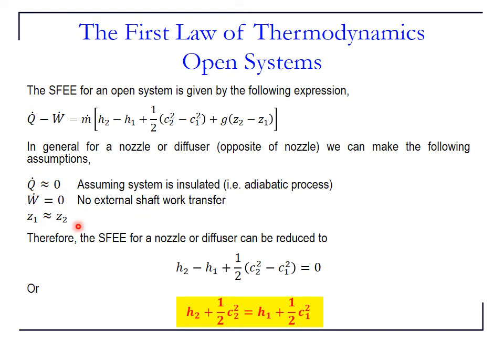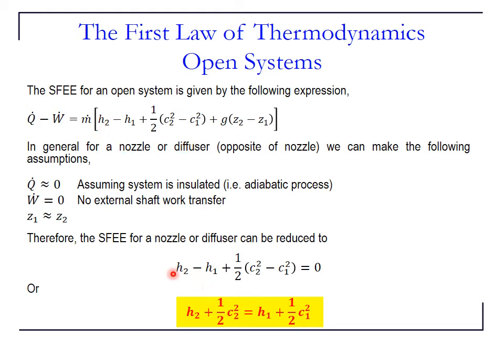So based on these three assumptions, let's have a look. If Q is 0, we can cross that out. If W is 0, we can cross that out. So on the left hand side, we will get 0. M dot times something must give 0, which means that inside here, these terms must be 0. As I said, this term we have already ignored, so H2 subtract H1 plus half of C2 squared subtract C1 squared has to be 0.